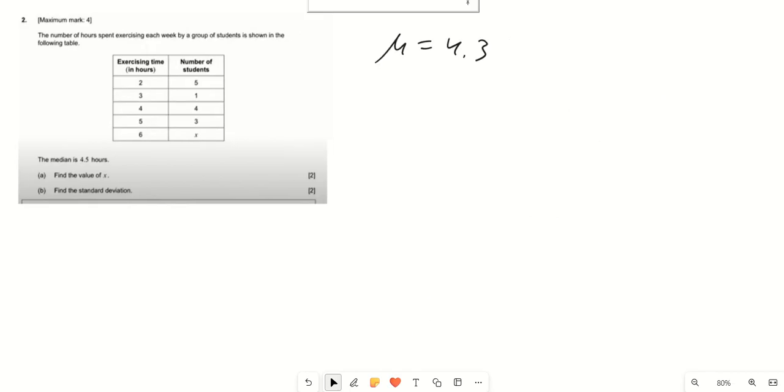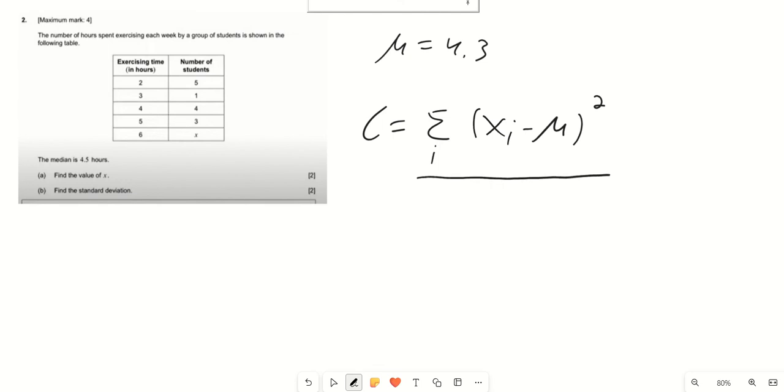And now I move on to calculate sigma. So I will write down the term again. It's the sum of xi minus mu squared over i, divided by n, which is the total number of students. I'm going to calculate sigma squared, the standard deviation squared, and then in the end I will take the square root of that to have the value of sigma. Sigma squared is known as the variance.